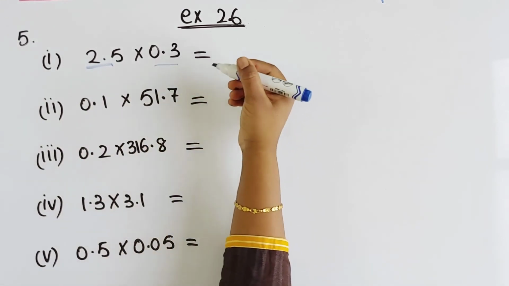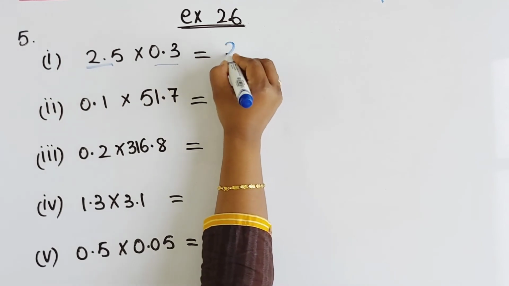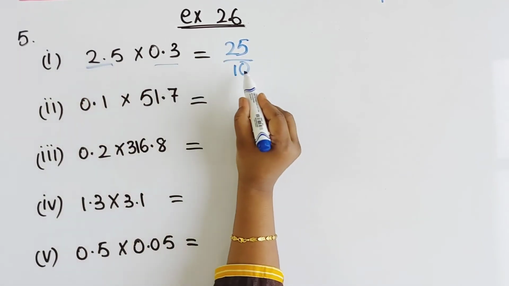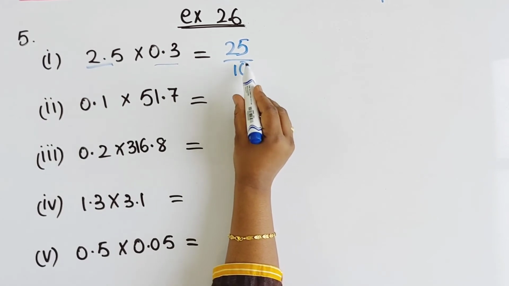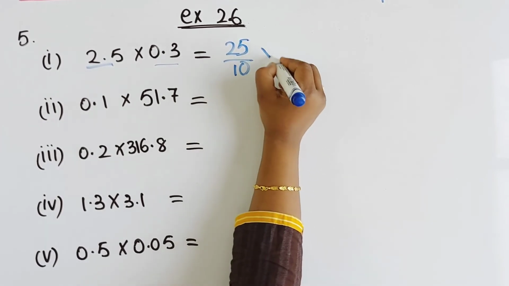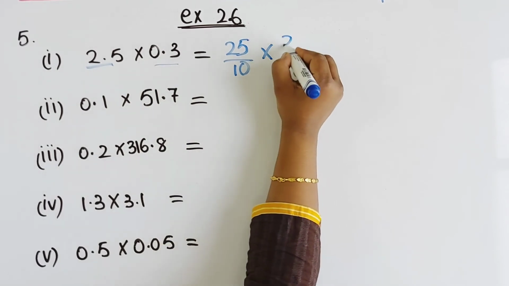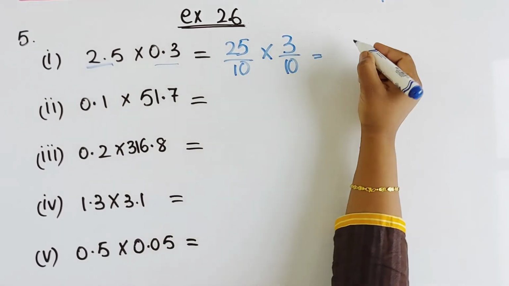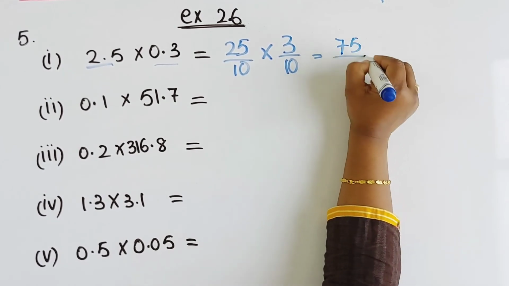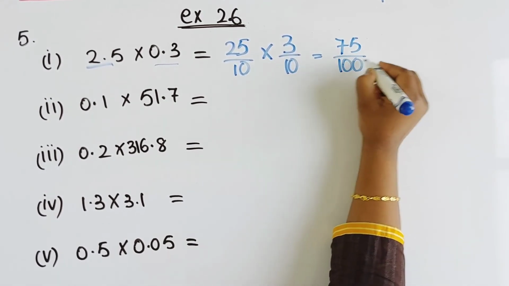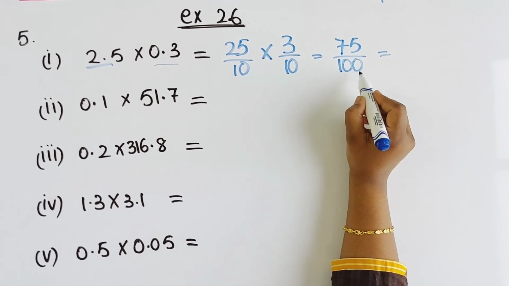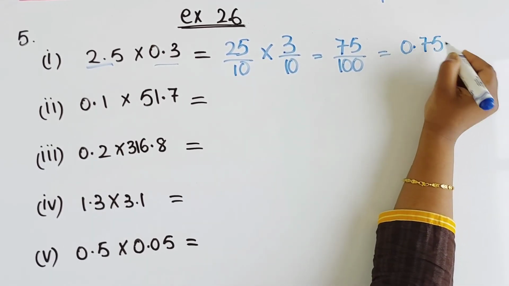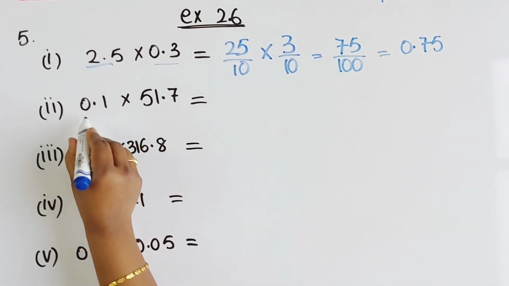2.5 into 0.3. 2.5. That means I can write 25 divided by 10. See here, point after one number. That means point place 1 after one digit means 10. Into 0.3, 3 by 10. Correct, children? Now it is easy for you. 25 into 3, it is 75 divided by 10 into 10, 100. Now see, in the denominator we have 2 zeros. That means our answer is 0.75.